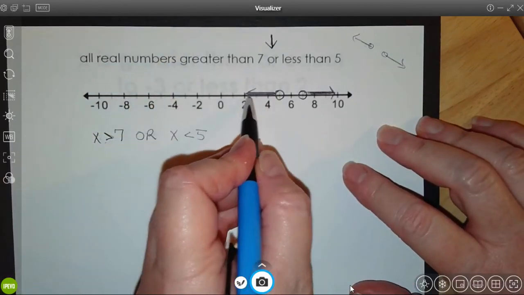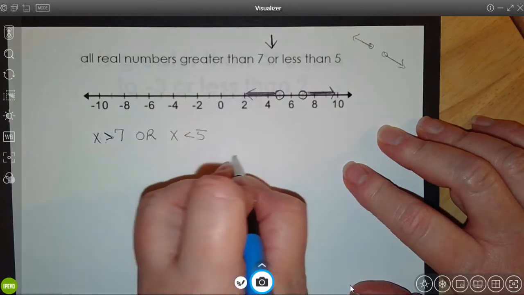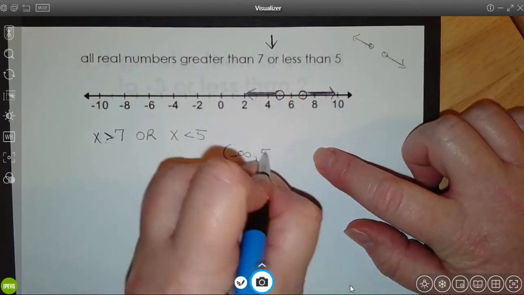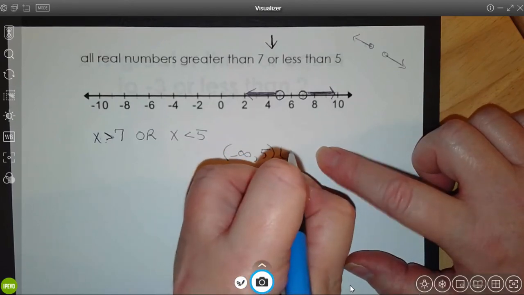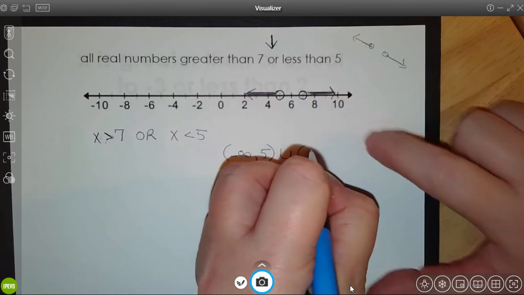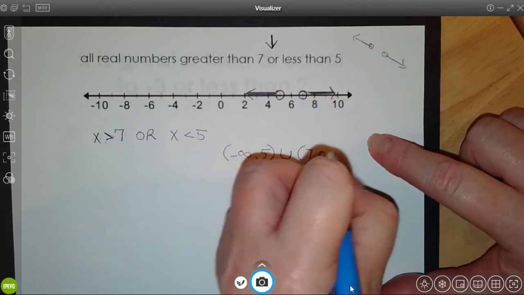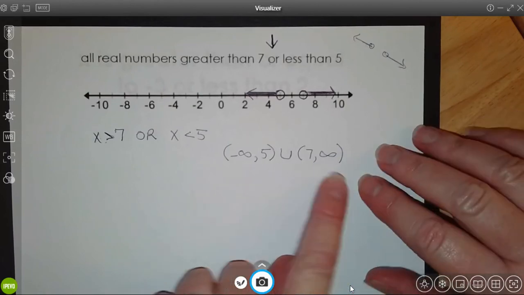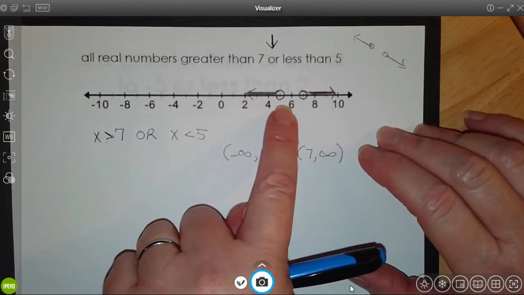From the number line, I can see that it is pointing to negative infinity, coming up to 5. And it's starting at 7 again and going up to infinity. Everything has regular parentheses here because it's either infinity or an open circle.